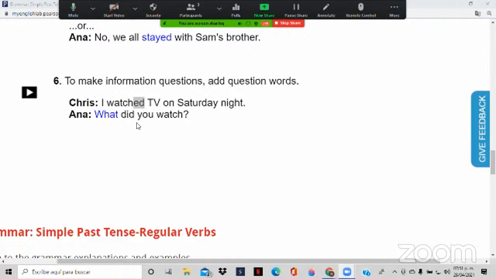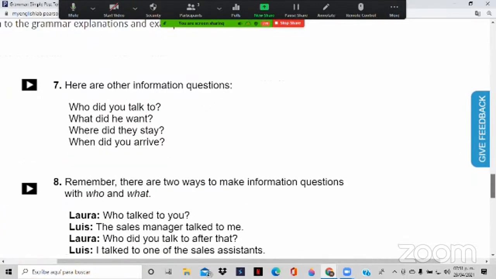Okay, so you can play, puedes jugar, practicar con estos verbos o con esta pregunta, pues para que tu entonación mejore, pulirlo, ¿ok? Number 7. Here are other information questions. Who did you talk to? What did he want? Where did they stay? When did you arrive?